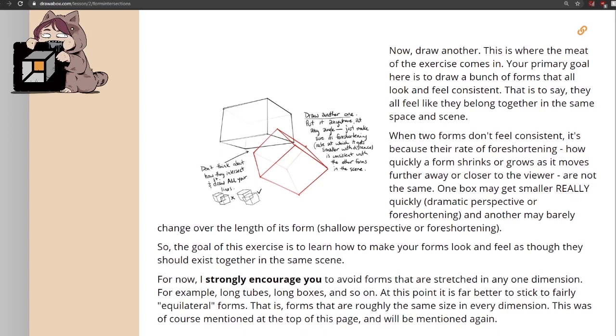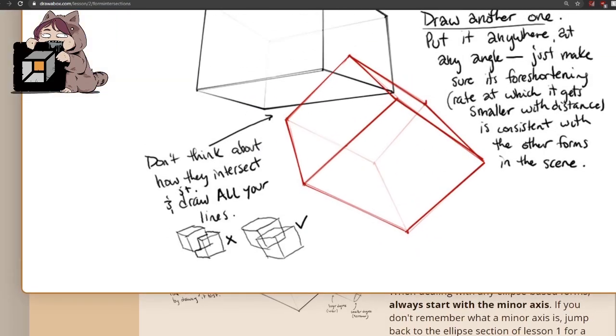For now, I strongly encourage you to avoid forms that are stretched in any one dimension. For example, long tubes, long boxes, and so on. At this point, it is far better to stick to fairly equilateral forms, that is, forms that are roughly the same size in every dimension. This was of course mentioned at the top of the page and will be mentioned again. And then here's our diagram.